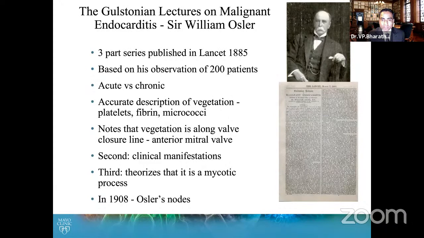He was able to identify two different manifestations, acute and subacute, where the clinical picture lasts for several weeks. And he made a very accurate description of the vegetation, and he noted that it's a combination of platelets, fibrin, and bacteria. He also noted the vegetation is more likely to be found along the valve closure line, and that the anterior mitral leaflet was more commonly affected. In the second lecture, he described the clinical manifestations, the typical Oslerian manifestations we know of. And in the third lecture, he theorized that it's probably due to a bacterial process, or what they called at the time a mycotic process. In 1908, he described the Osler nodes. So a great deal of knowledge comes from his clinical observation, and many of his findings still hold true.